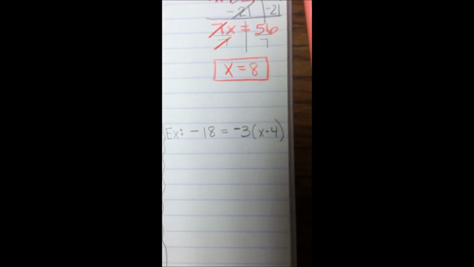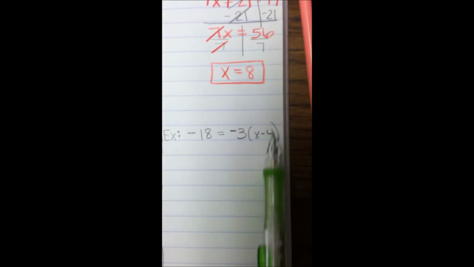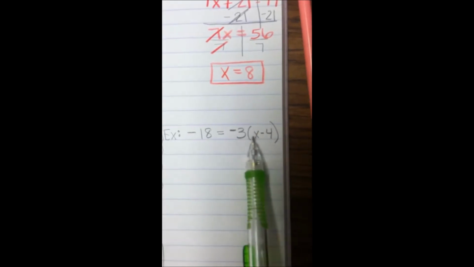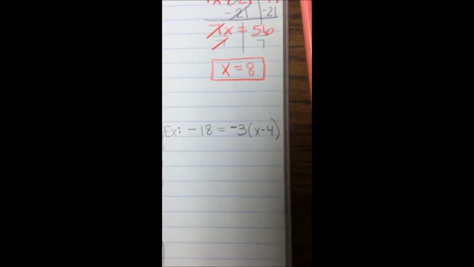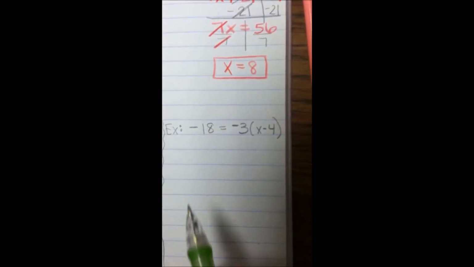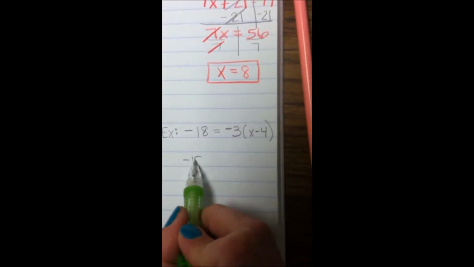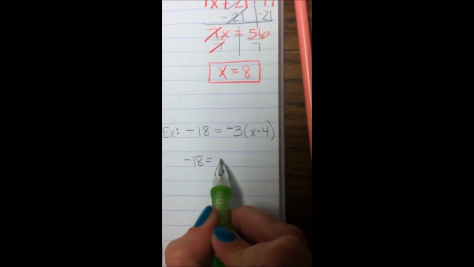Now we chose this one specifically because it was written backwards. Notice the variable is on the right side of the equation, not on the left side this time. But we still solve it the exact same way. So I'm going to just rewrite this so I can use my colors.